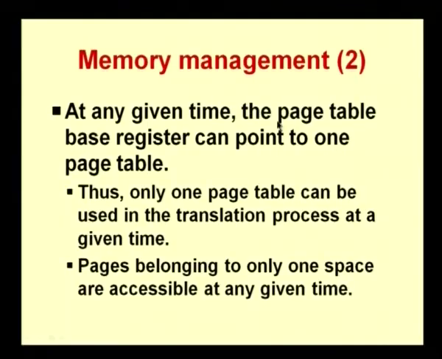So, this is basically how the operating system will allow you to go from one space to another space. Now, remember that at any given time the page table base register can only point to one page table. So, only one page table can be used in the translation process at a given time. So, there is no possibility of one process's page table being mixed up with another process's page table. That is the basic idea that is used over here.